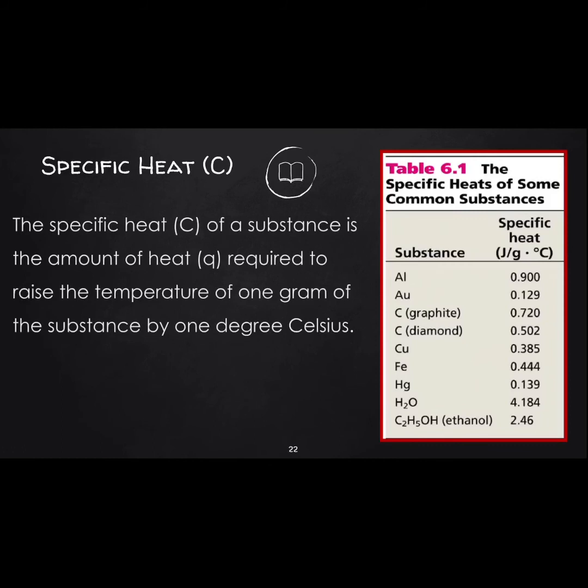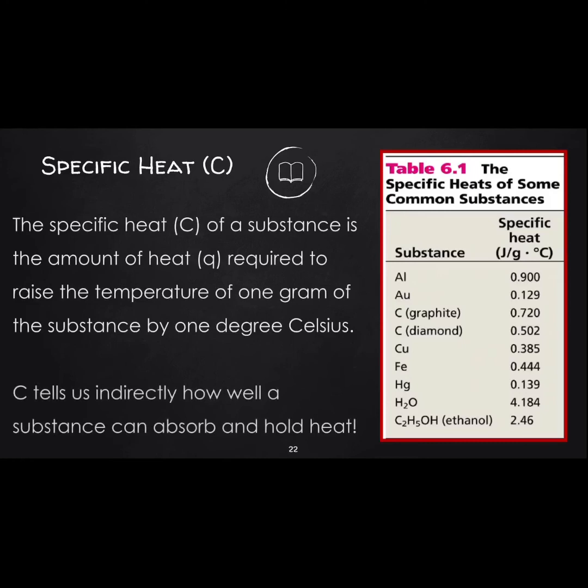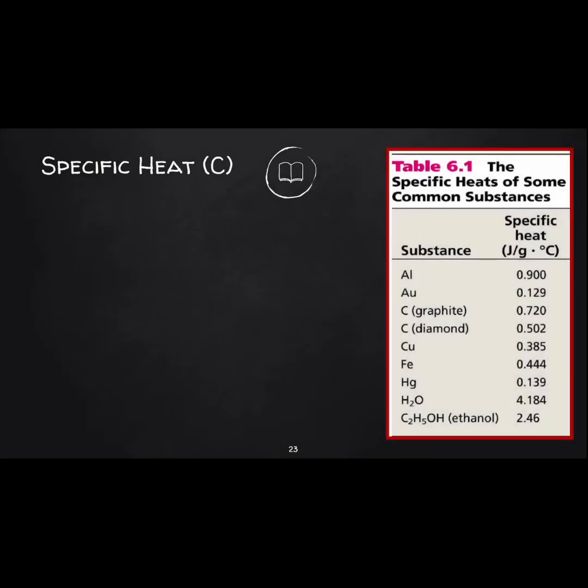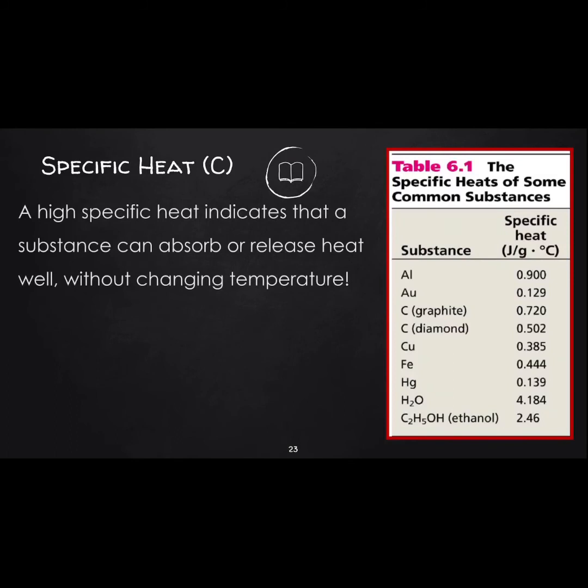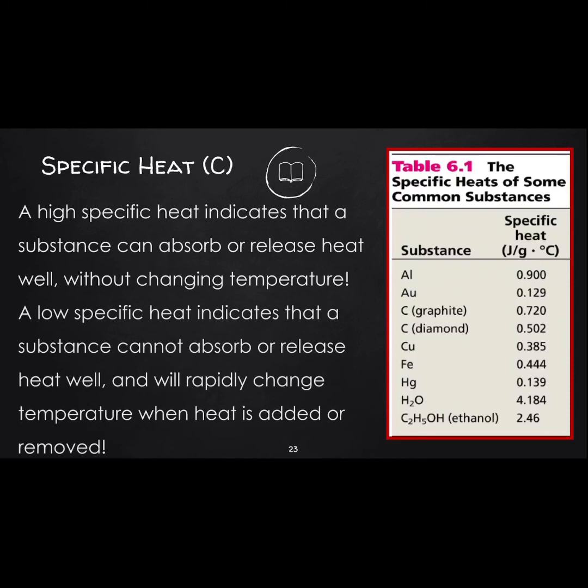The specific heat, capital C, of a substance is the amount of heat required to raise the temperature of 1 gram of that substance by 1 degree Celsius. It tells us indirectly how well a substance can absorb or how well it can hold heat. A high specific heat means that the substance can absorb or release heat very well without changing temperature a lot. So if there is a temperature change, it's going to happen slower so that we can actually measure it. A low specific heat indicates that a substance cannot absorb or release heat very well, and it's going to change temperatures really quickly, and it's going to be very hard to measure that temperature change.